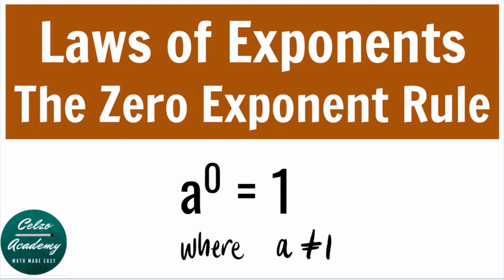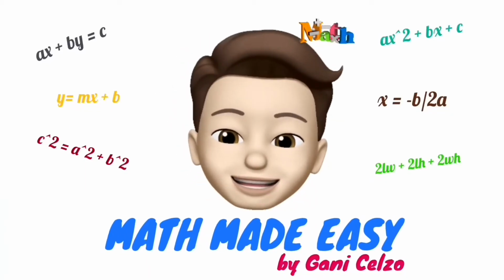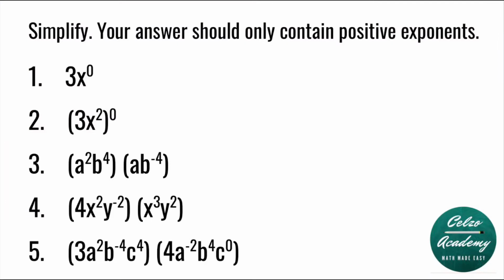Today we're learning the zero exponent rule. The zero exponent rule states that if base a is raised to the zero power, the answer is equal to 1. And a here cannot be equal to 0, because 0 to the 0 power is indeterminate. Here are the 5 examples. Give it a try and play the video whenever you're ready for the solutions.